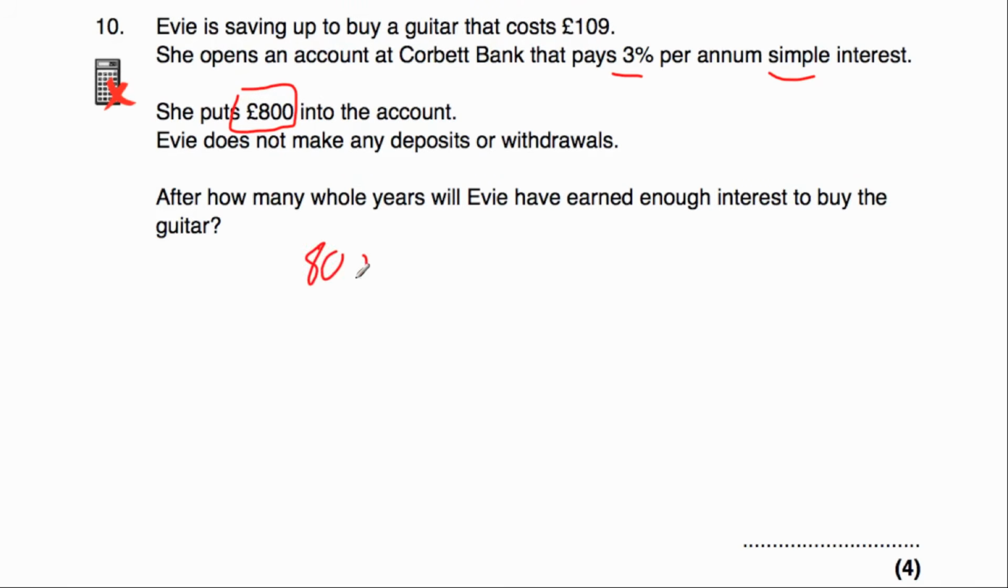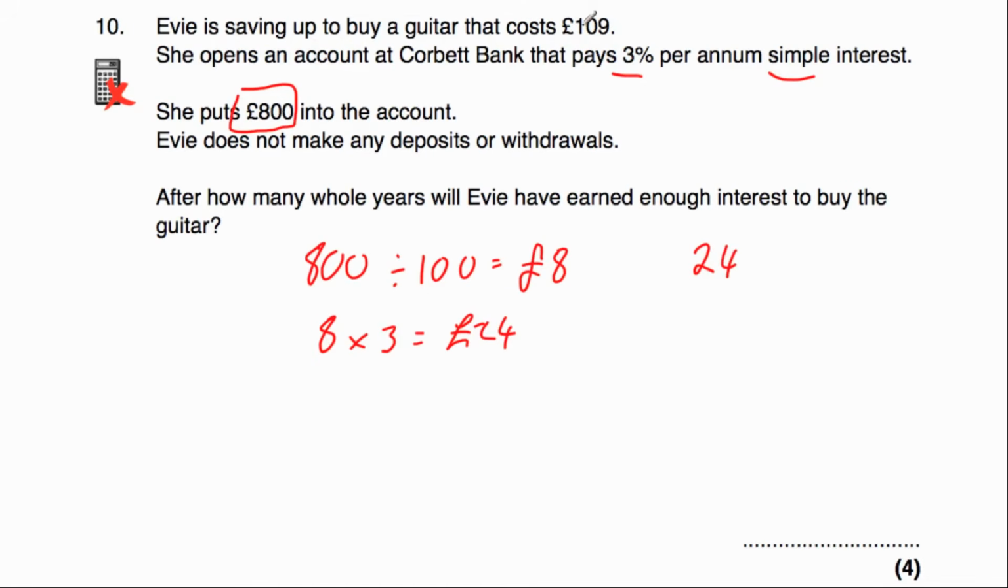So £800 divided by 100 is equal to £8. So since 1% is 8, we're going to do 8 times 3 to find 3%. 8 times 3 is equal to £24. So that means that every single year, Evie earns £24. So after 1 year, she will have earned £24.